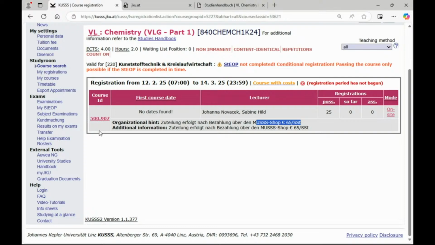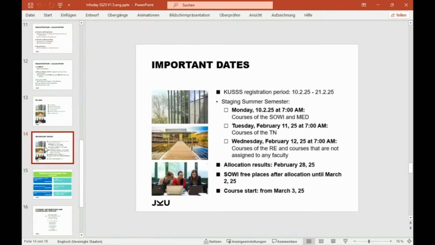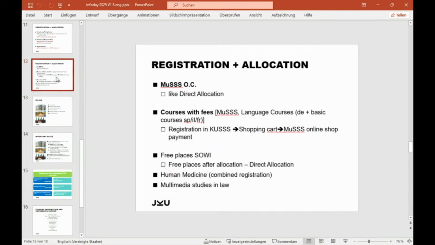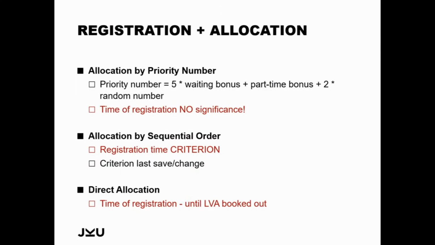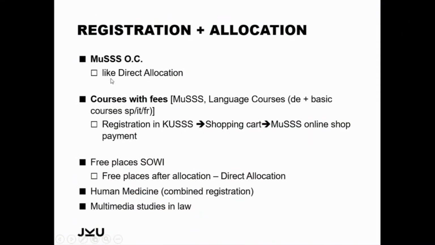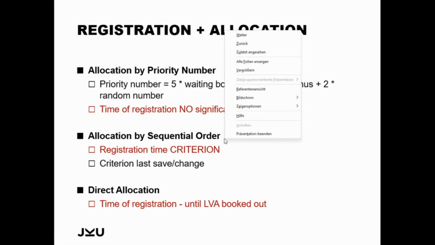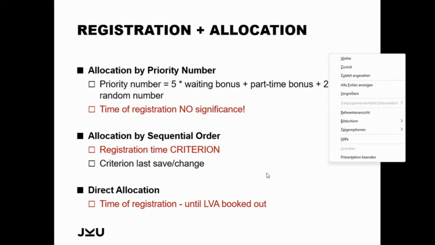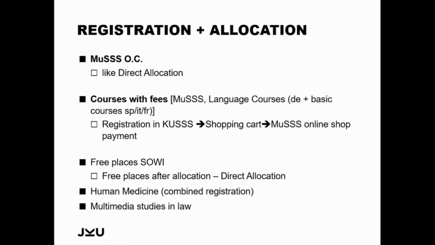Okay, I'll check my PowerPoint presentation and sum up some things. Priority number. You know everything to know about it now. Sequential order. Time is the criterion, but you also can set ranks. Direct allocation, you are directly signed in. Multimedia studies service open content is like direct assignment. Looks a little bit different, but also the same. Click on it and you're in without costs.